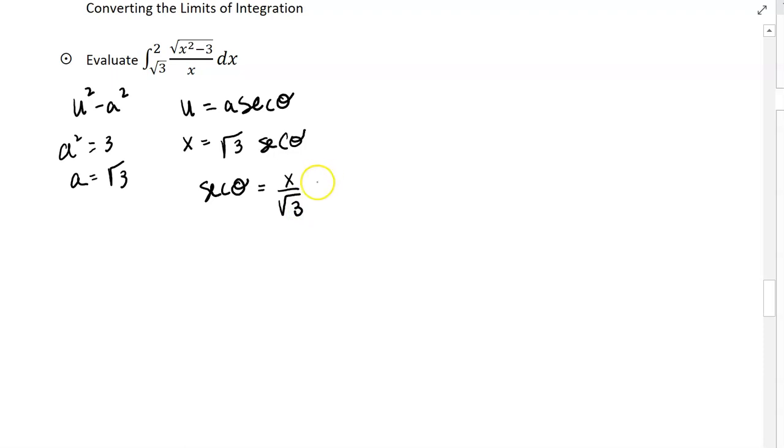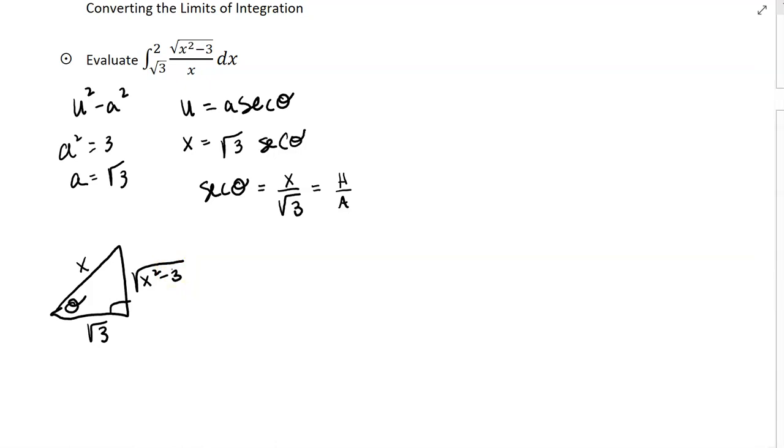And the rule for secant of theta is that this is the hypotenuse over the adjacent. It is the reciprocal of cosine. So when I build my triangle with theta, the hypotenuse will be x and the adjacent will be the square root of 3. And you'll find that if you use the Pythagorean theorem, you get that square root of x squared minus 3 here, and you can verify that if you need to. Okay, so from here we're building our integral.